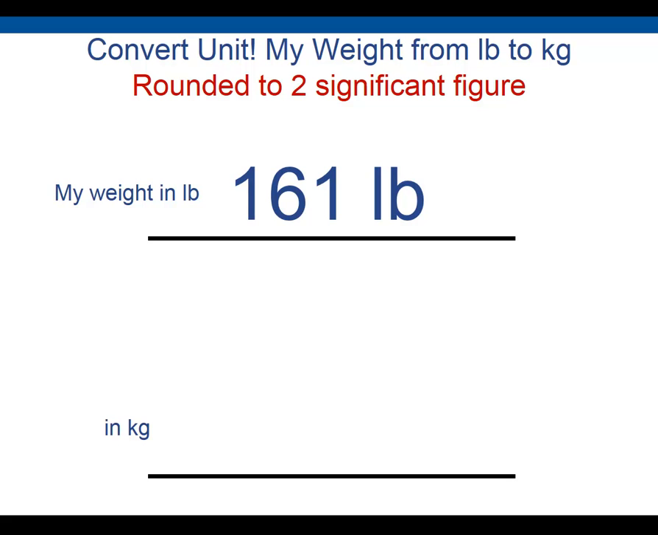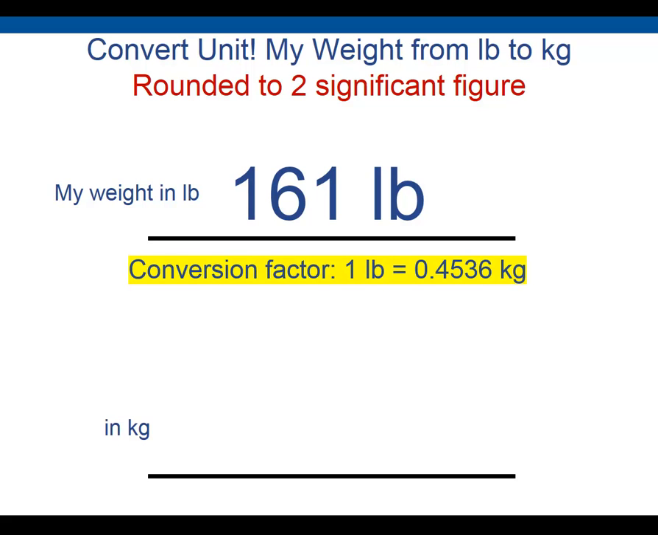Alright, now we are going to learn the conversion. So my weight, Dr. Park's weight, in pounds is 161 pounds. But I want to convert this number to kilograms. How do we convert this unit from pounds to kilograms? We have to know about the conversion factor. So 1 pound means 0.45 kilograms. So this is a ratio.